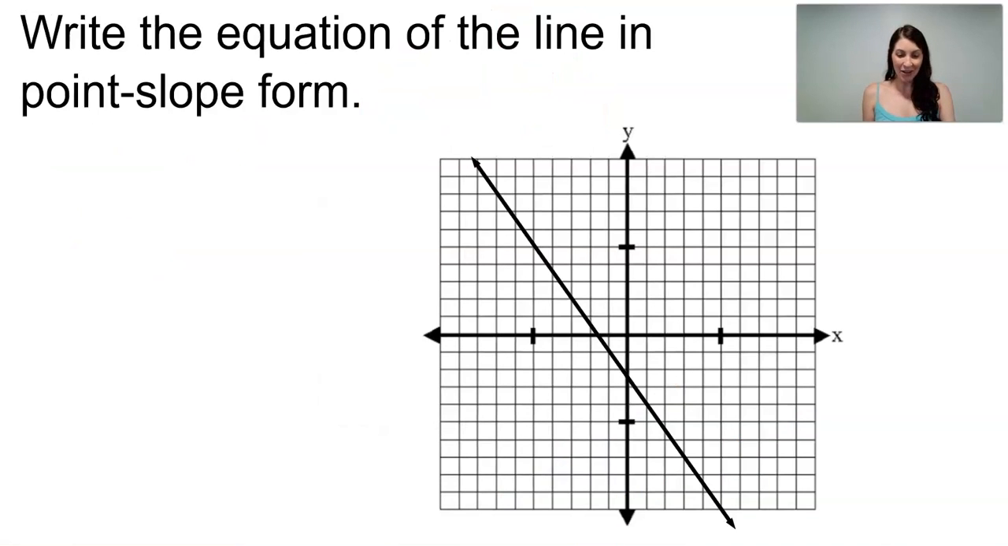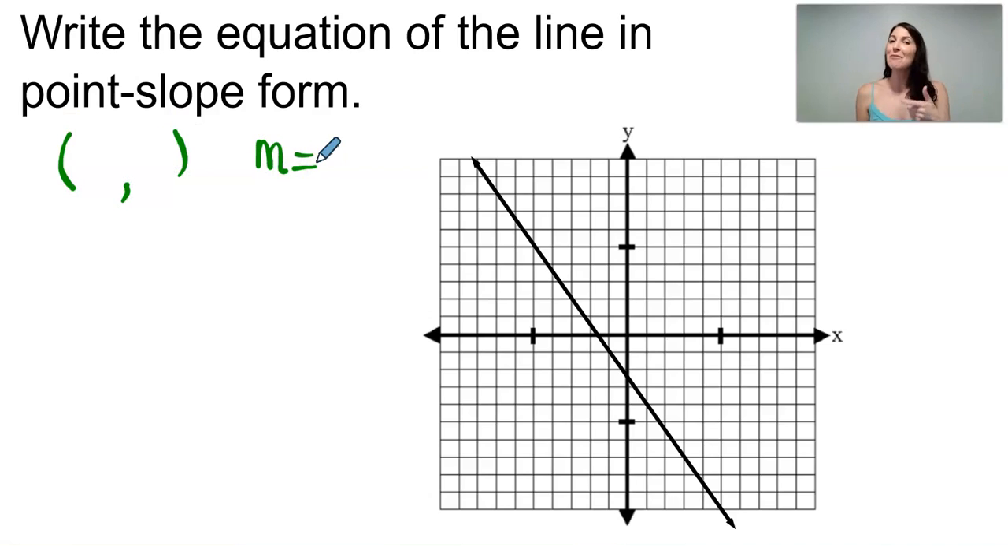Let's take a look at another common example about point-slope form. This time you may be already given the graph of the line and we actually need to write the equation. Well, let's just work backwards from what we just did. So let's identify a point on this line, and let's also identify the slope.